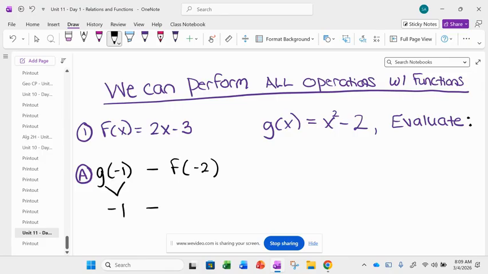All right, and now we're finding f of -2. We're going to plug in this -2 for x in f of x. So 2 times -2 is a -4. -4 minus 3 is a -7. So I have -1 minus a -7. Well, doesn't this double negative make a positive? So I have -1 plus 7, which is 6.